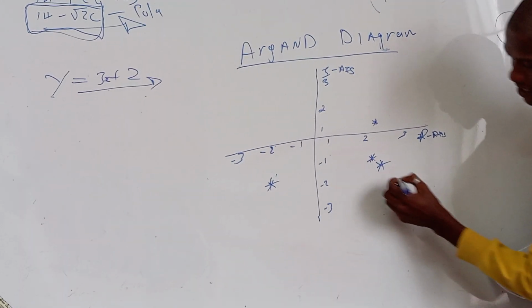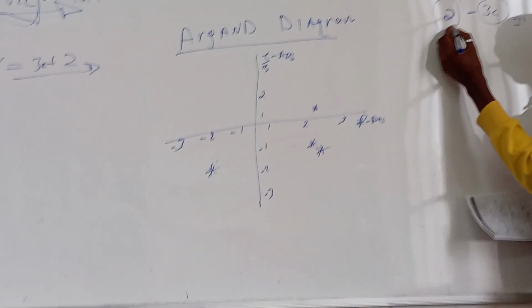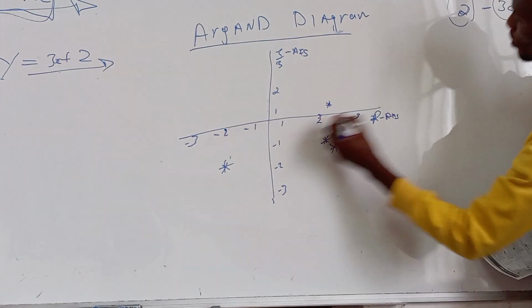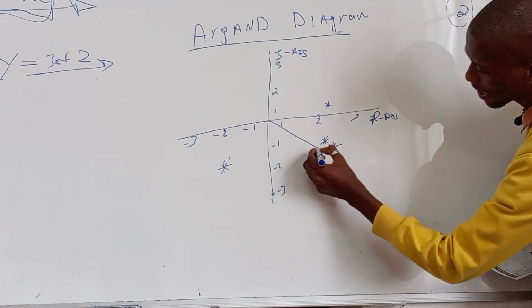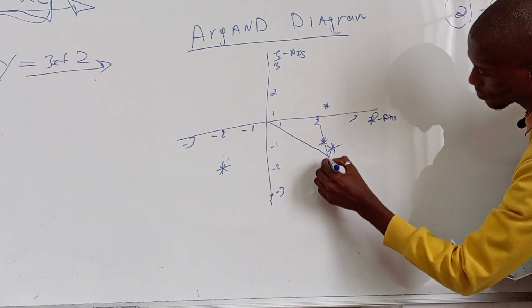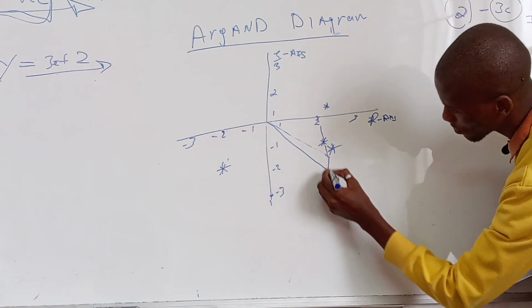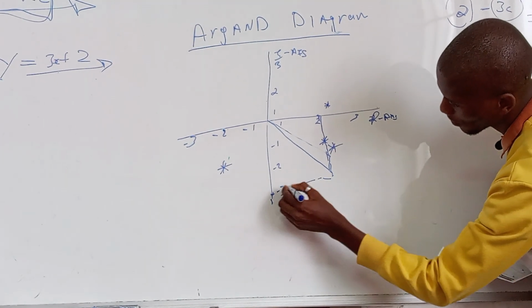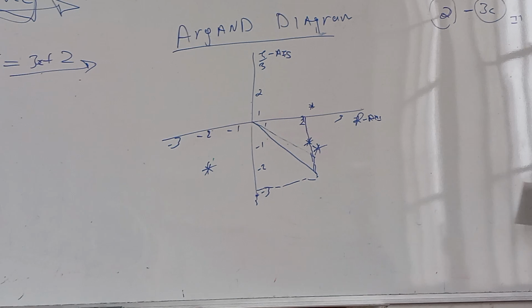And the place where you get the 2 stars, this is where your Argand diagram will be. Then you look: here this is my positive 2, and here this is my negative 3. You just draw a line, it's supposed to be straight, like this, right?